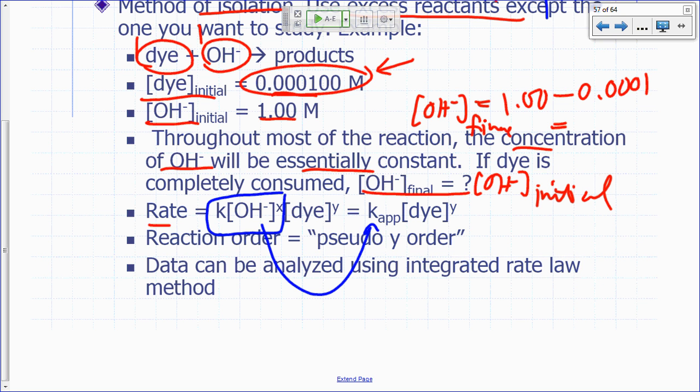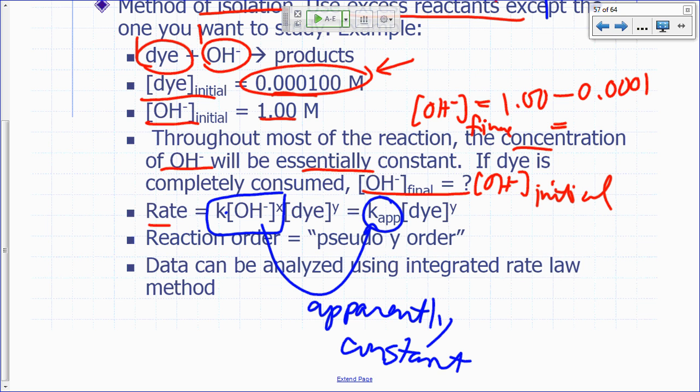So this will replace that with another constant. So the APP there means apparent. So that's your apparent rate constant. So that expression right there is apparently constant. So we replace that by K subscript APP. That means apparent rate constant. Okay, so now you've simplified your rate law. Now your rate law, according to this, will just depend on the concentration of the dye.